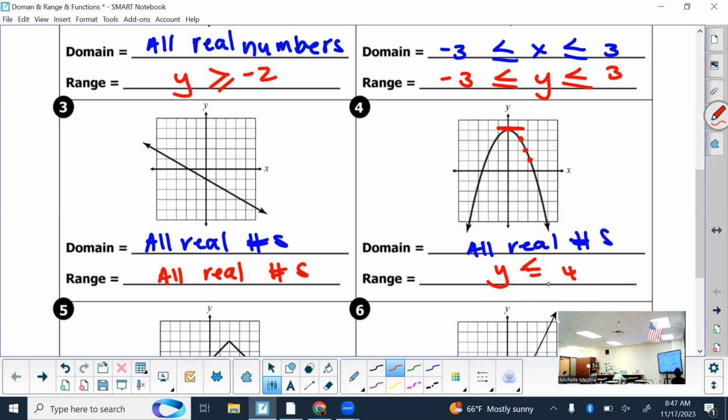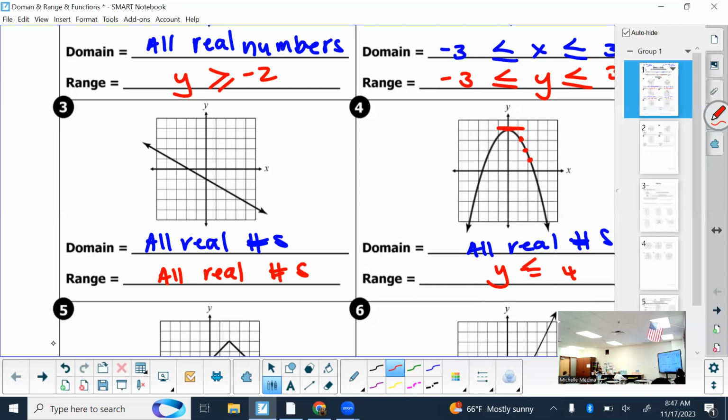Okay, so I do have a Kahoot prepared to practice this. But are there any others that you saw on the notes, front or back, that you just want to look at? Or are we getting the gist of it? Any that look difficult? Okay, number 7, let's all take a look.